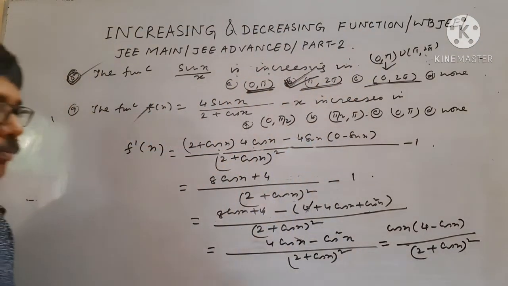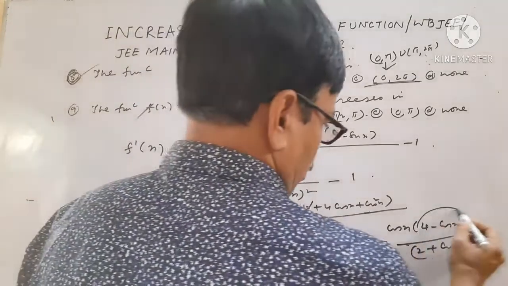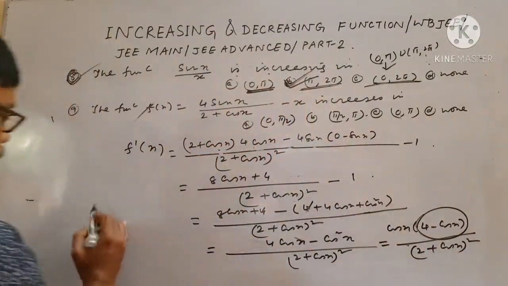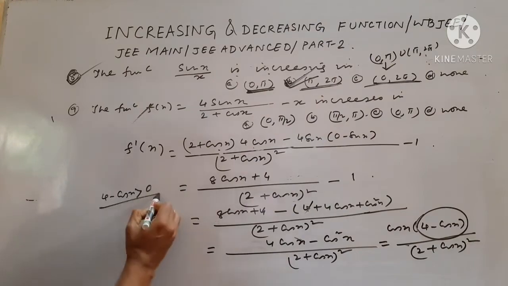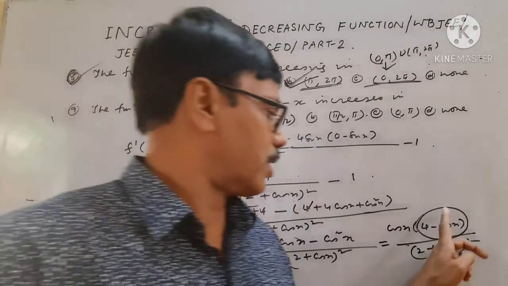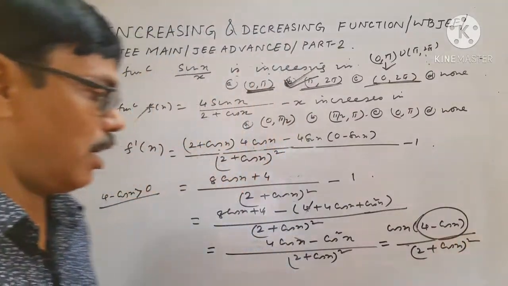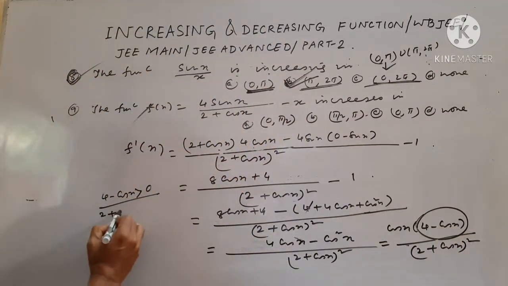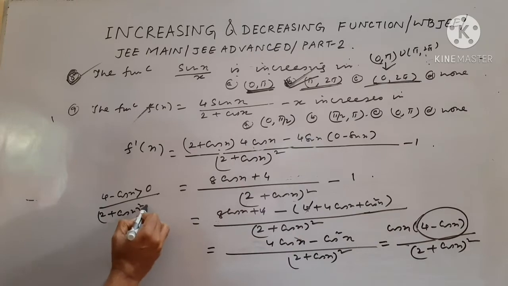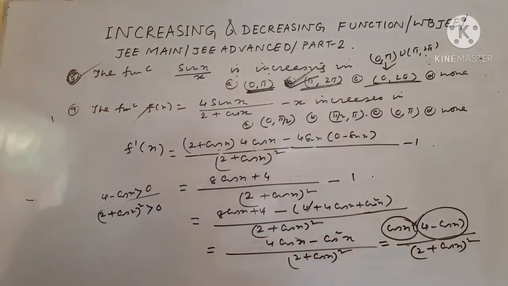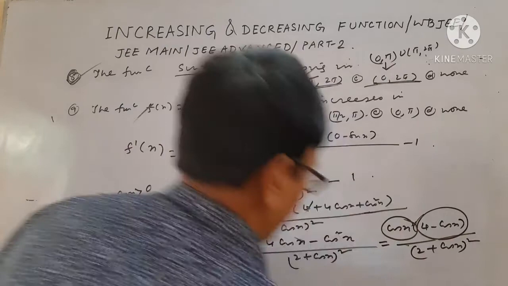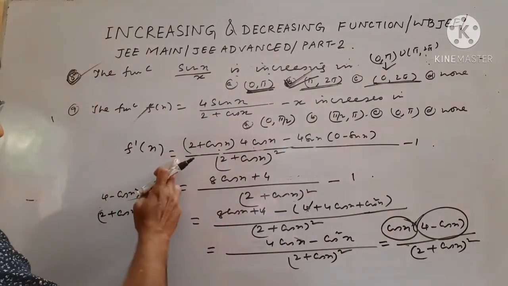Now listen, 4 minus cos x is obviously positive. So 4 minus cos x is always greater than 0. So cos maximum value is 1. Now denominator is always greater than 0. Denominator is positive. So it depends on the sign of cos x. So increasing. So for increasing function, f dash x greater than 0.